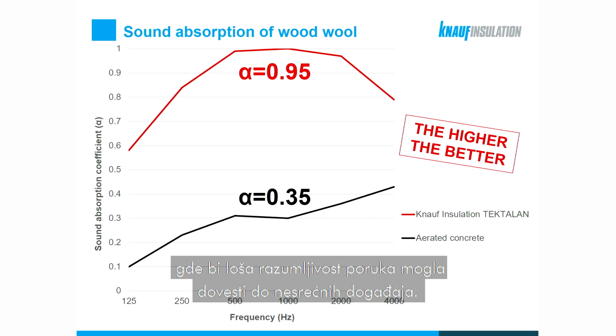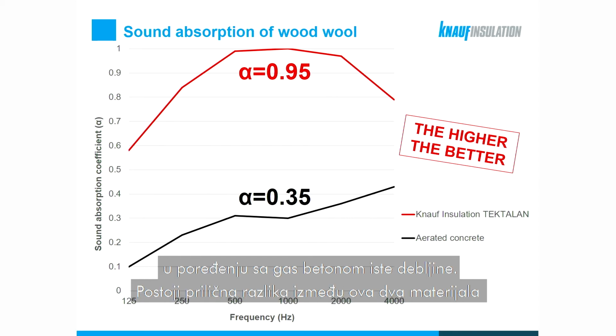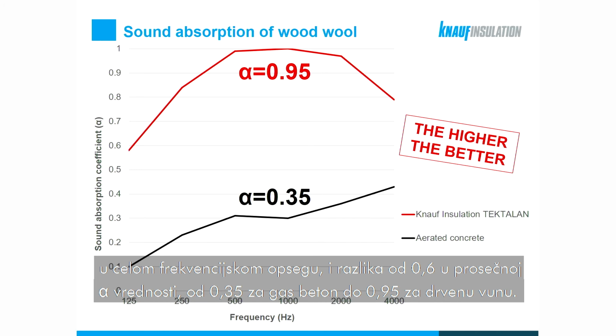But more important would be the emergency evacuation messages whose poor intelligibility can even lead to misfortunate events. And here is a sound absorption chart for a wood wool board Tektalan by Knauf Insulation compared to the aerated concrete of the same thickness. So there is quite a difference between the two in the entire frequency range, and the difference of 0.6 in the average alpha value. So from 0.35 for the aerated concrete to 0.95 for Tektalan, for a wood wool.